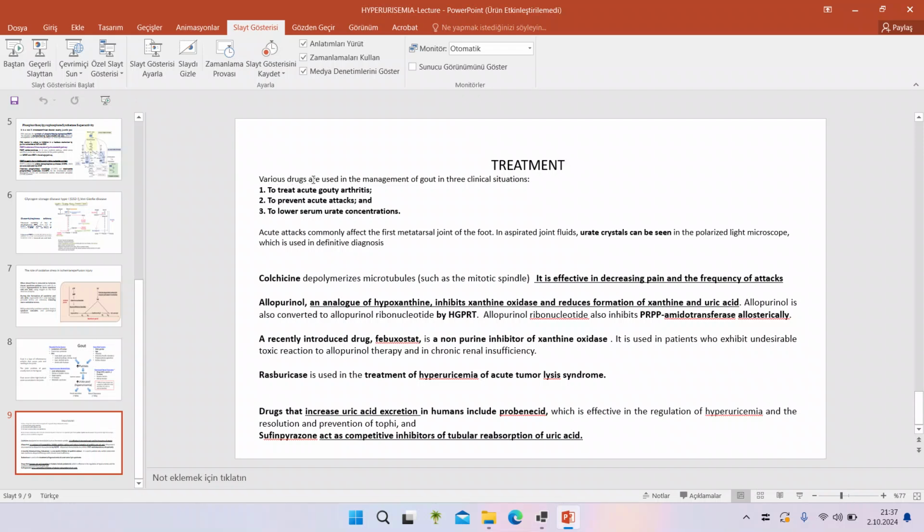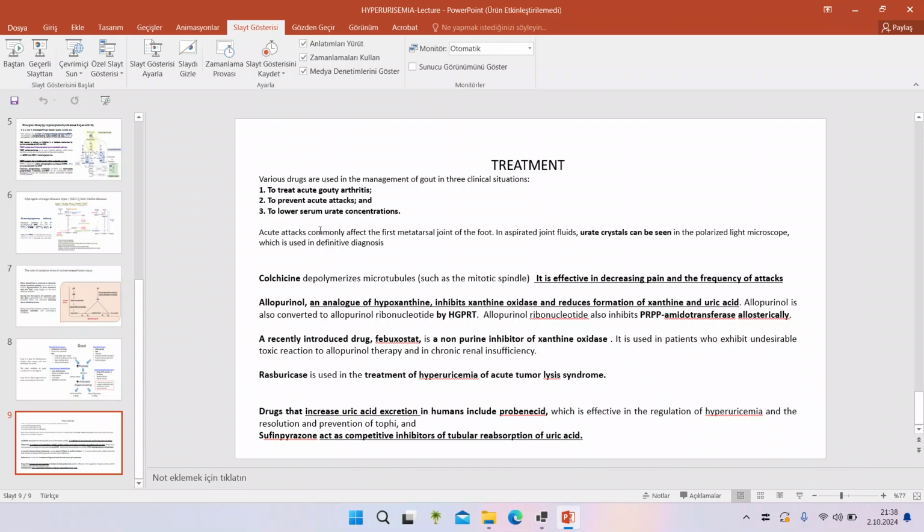Various drugs are used in the management of gout in three clinical situations or aims: to treat acute gout arthritis, to prevent acute attacks, and to lower serum urate concentration. And it is not difficult to diagnose hyperuricemia or gout disease.